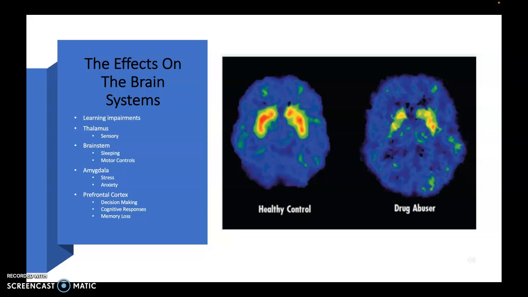The picture on the right illustrates the control of a healthy brain versus the brain that has been abused by drugs. You can see large parts of the brain were demolished and suffered physical changes. These are the effects drugs will have on the brain.